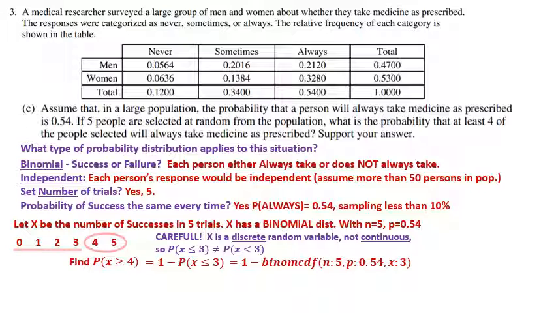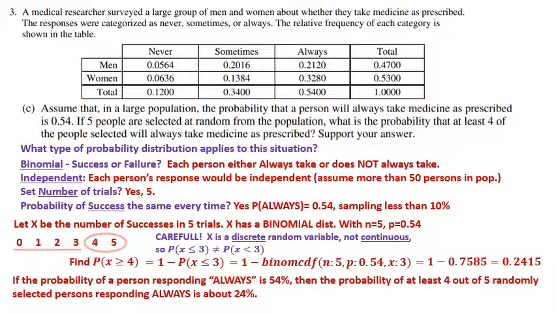So it's a binomial CDF with sample size 5, probability of success 54%, and X being 3. That will give us the probability that you would have 3 or fewer successes out of 5, and then we will subtract that from 1 to get the probability of 4 or more. So it's about 24%, and then simply we state that in a sentence. If the probability of a person responding always is 54%, then the probability of at least 4 out of 5 randomly selected people responding always is about 24%.